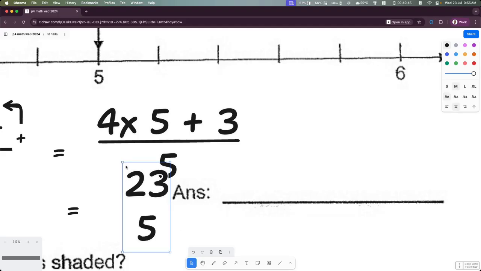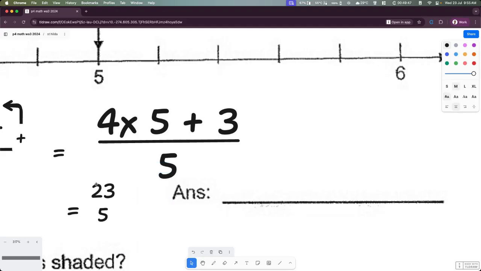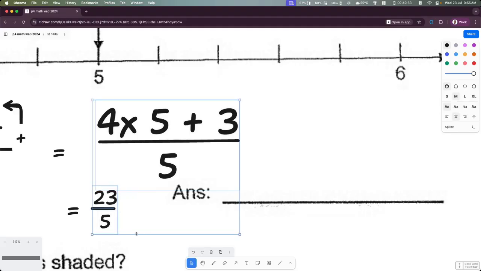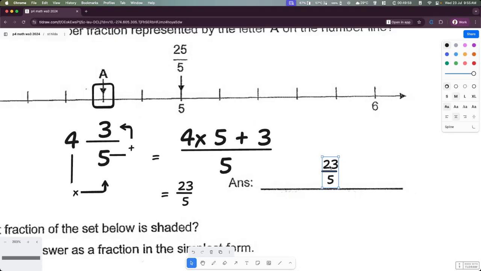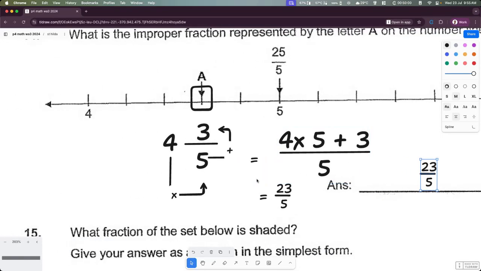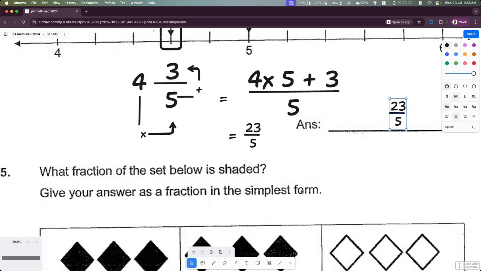Make it a little bit smaller so that you can fit it. And then here, 23 out of 5. So that's the answer, 23 out of 5. Over here, that's the answer, 23 out of 5. Okay, let's move on to the next one.